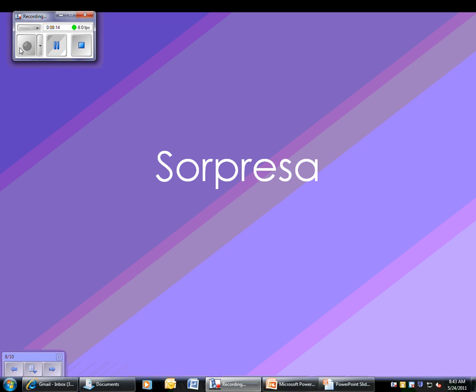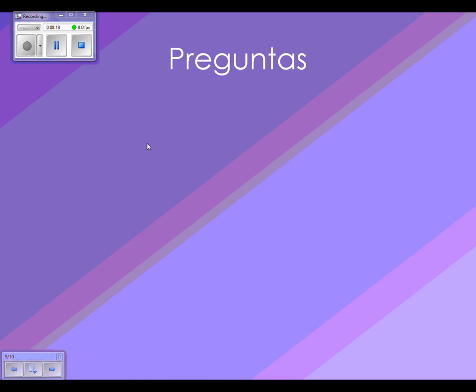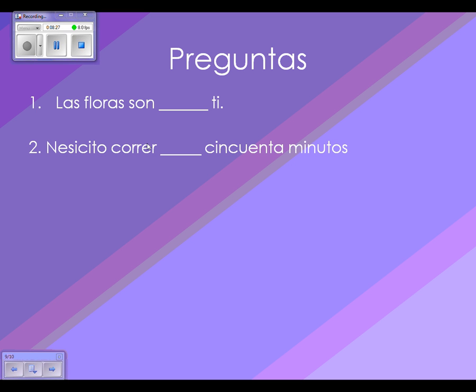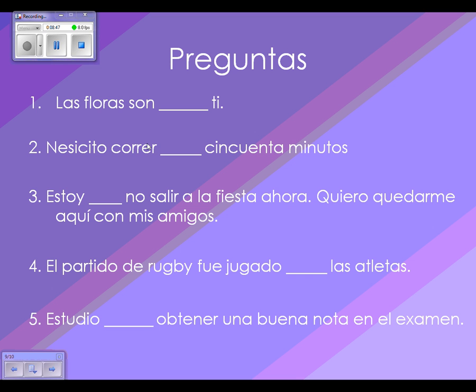Now our surprise on por versus para. Preguntas. Write down your answers to the following. 1. Las flores son blank ti. 2. Necesito correr blank 50 minutos. 3. Estoy blank no salir a la fiesta ahora. Quiero quedarme aquí con mis amigos. 4. El partido de rugby fue jugado blank las atletas. 5. Estudio blank obtener una buena nota en el examen.